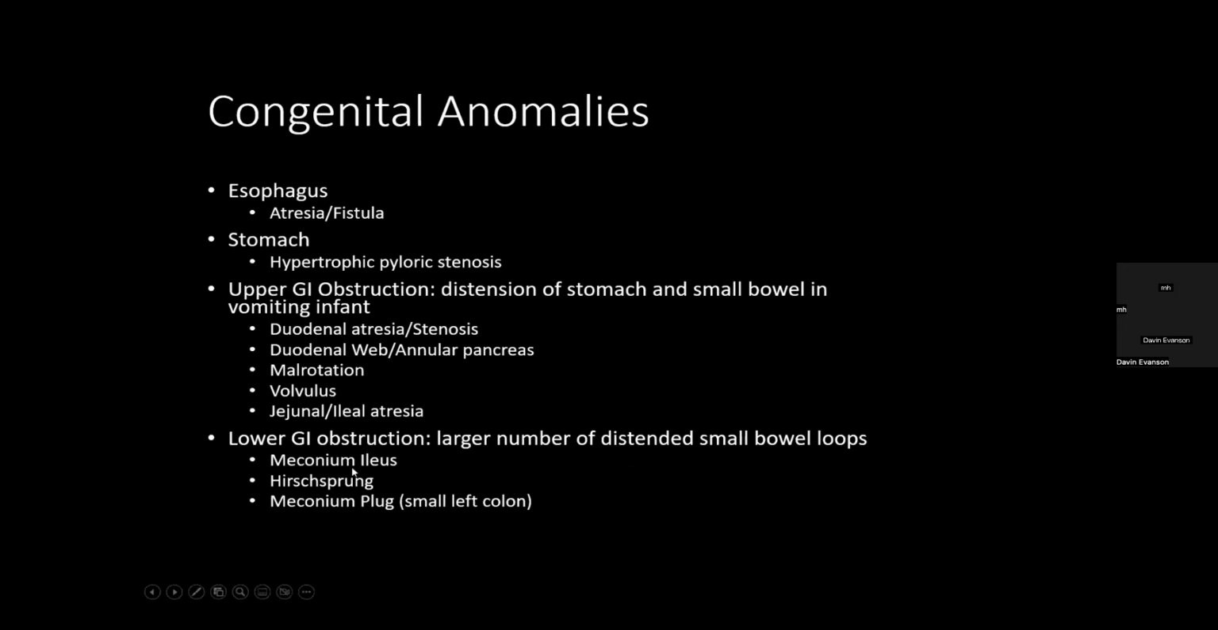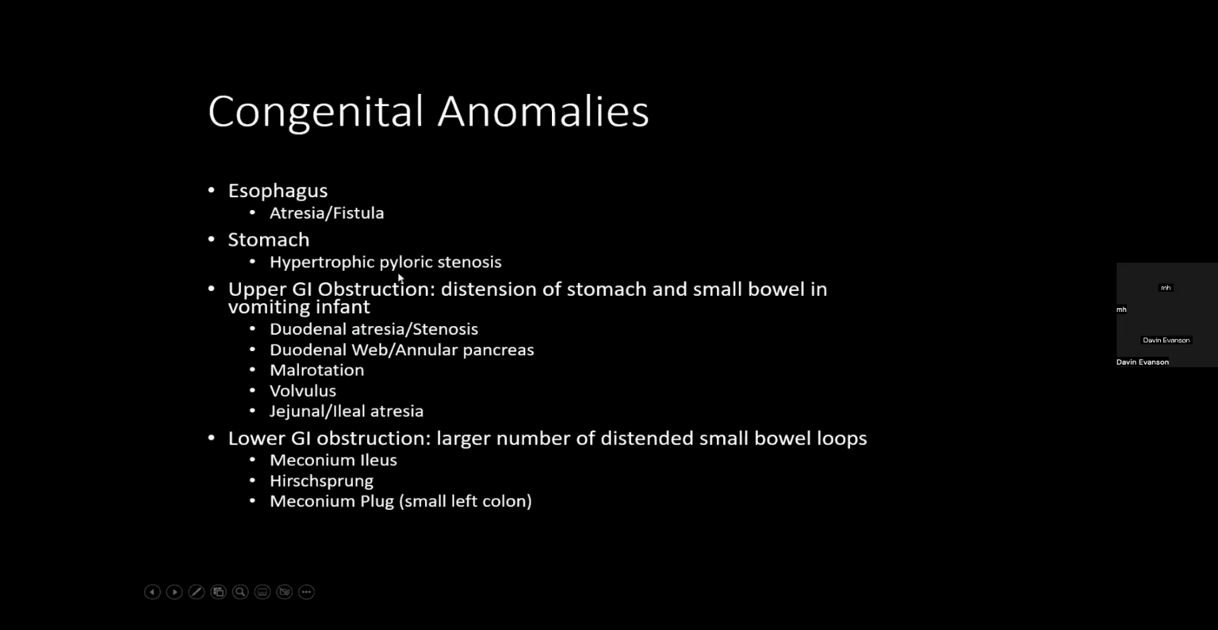Other congenital anomalies, important to tell upper from lower. The age is very important. So first, a day of life with bilious vomiting, we're thinking of malrotation, duodenal atresia/stenosis, volvulus, annular pancreas, versus a lower GI obstruction, meconium ileus, Hirschsprung's, meconium plug.